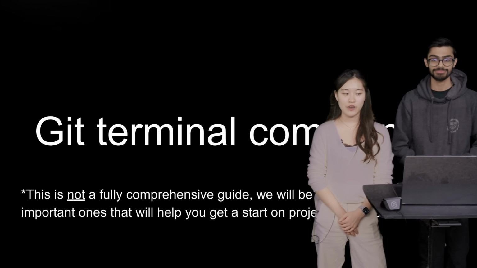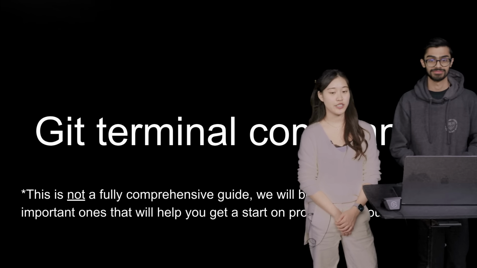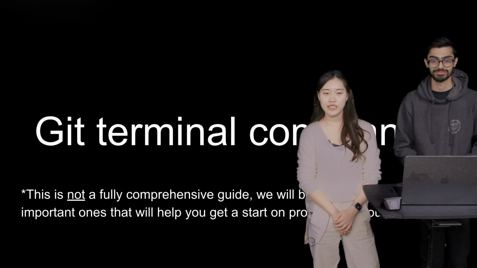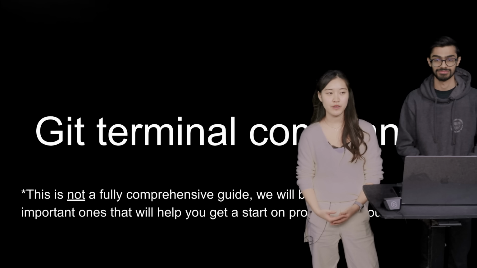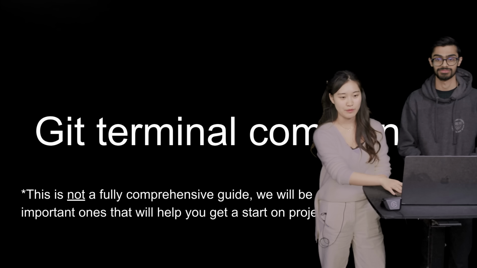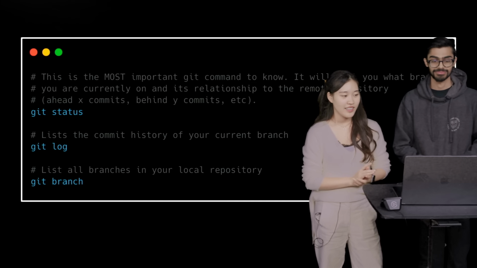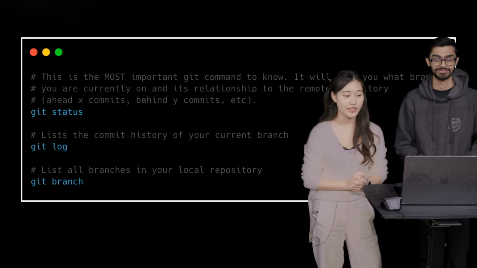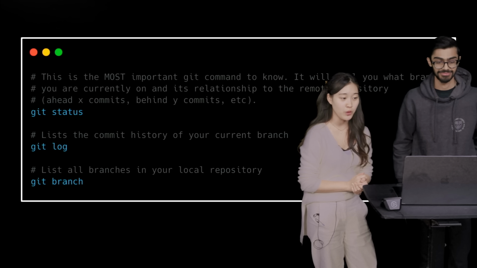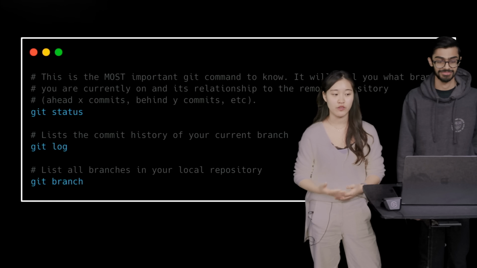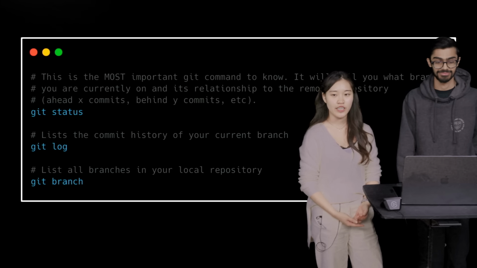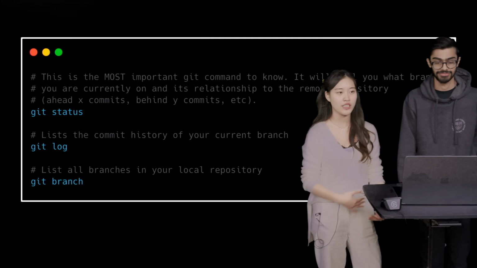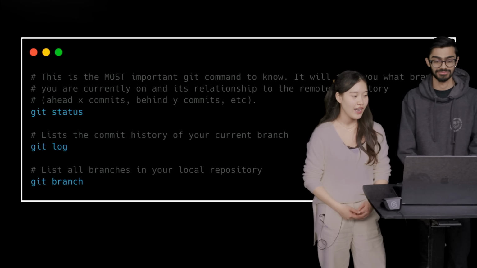Perfect, and now we'll go over the Git terminal commands. Just note that this is not a fully comprehensive guide, but we'll be going through some of the more important ones that will probably help you on a project like your CS50 project. So we have git status, and this is one of the most important Git commands to know. It'll tell you which branch you're working on and its relationship to the remote repository. So it'll tell you how many commits you're ahead or how many commits you're behind, and we'll talk a little more about commits later on.